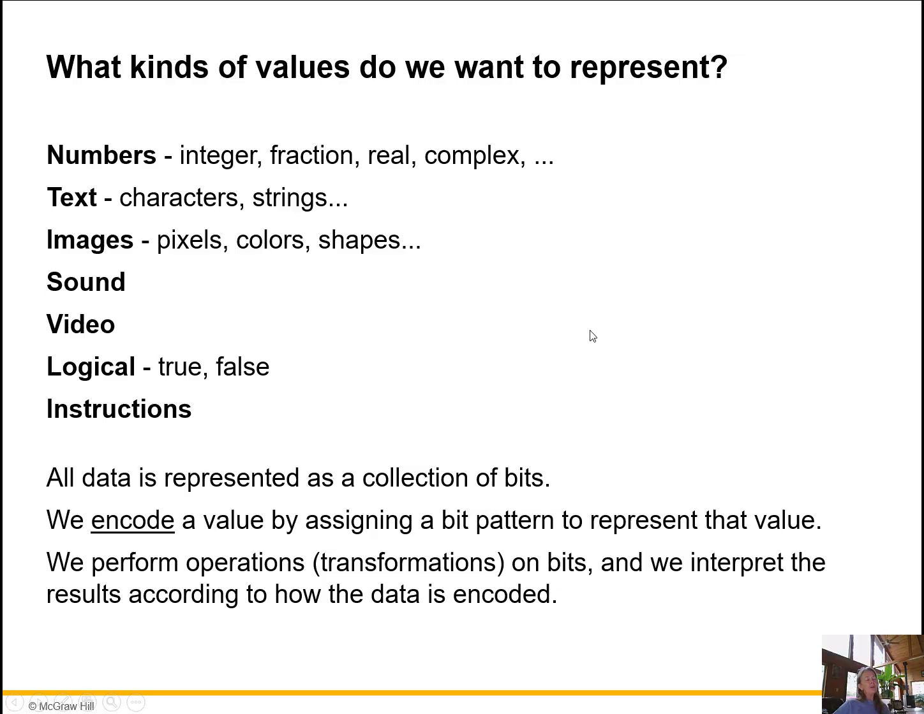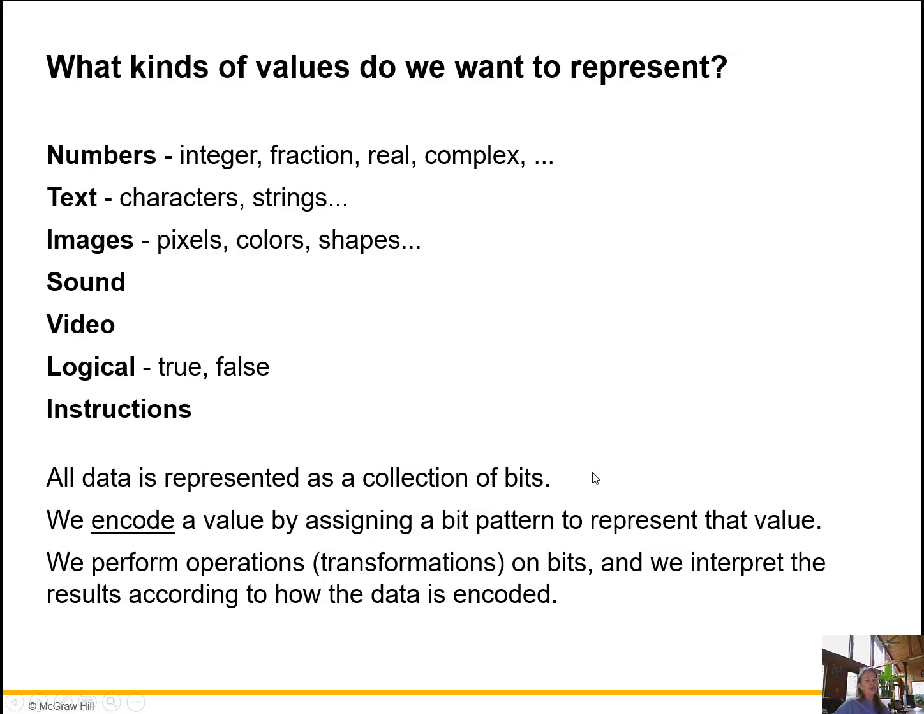So what kind of values do we want to represent? Well, with our computer, we want to represent numbers, whether that be integers, fractions, real numbers, complex or imaginary numbers. I want to represent text on the screen that we're looking at. Images, I want pictures. Everybody loves the pictures on the computer. Sound and video, I want those because I have to stream my video. I also want logical, true, false kind of statements, and then I also want my instructions of what the computer is going to be doing to be represented.